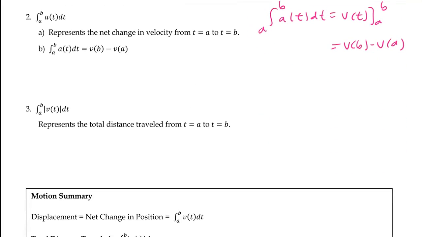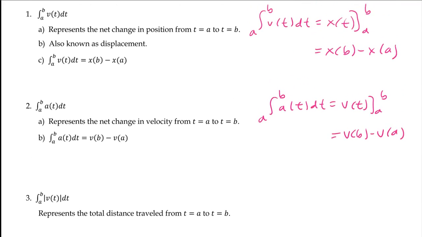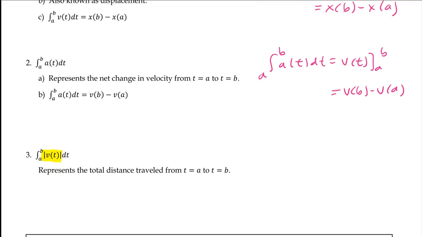Okay, going on. What is 3? This is going to be the total distance traveled. So look at the difference between these. This right here has absolute value on velocity, and if you look up above, this one does not. So the absolute value, the reason it's going to give you total distance, let's go over to the right here and let's sketch this function. Let's draw a parabola that does this. Okay, and let's call this b and this a.